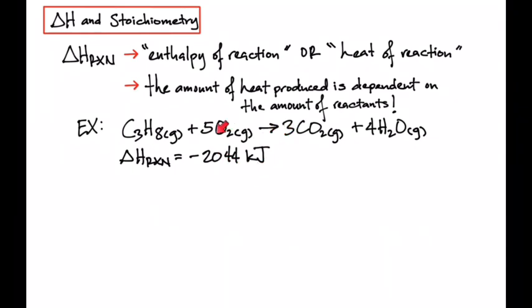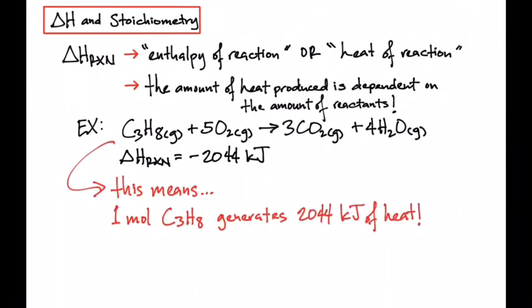The negative sign tells you that that's the amount of heat released and not absorbed. And so that's a lot of energy. So in terms of stoichiometry, what does this mean exactly? Well, this means that for every 1 mole of the propane gas, this will generate 2,044 kilojoules of heat. How do we know it's 1 mole? Well, it's because of the coefficient right here. There's a coefficient of 1. So for every 1 mole of the propane gas, it will generate 2,044 kilojoules of heat.